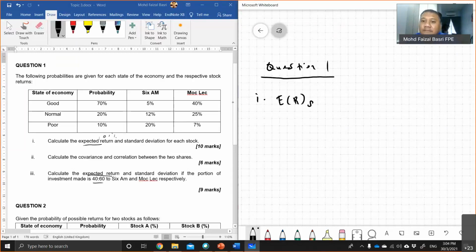Okay, 6AM. This is based on last week's formula. To find the expected returns, basically multiply the probability with the required returns. Just multiply, and then we sum all 3 levels, meaning it's 70% first times 5%.